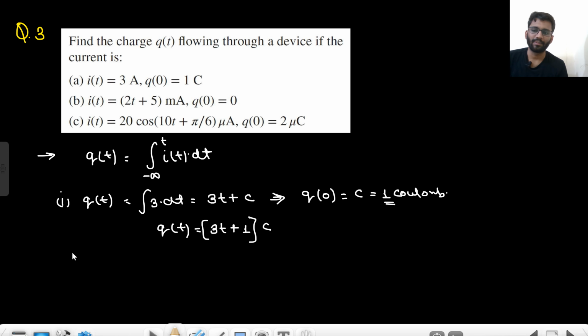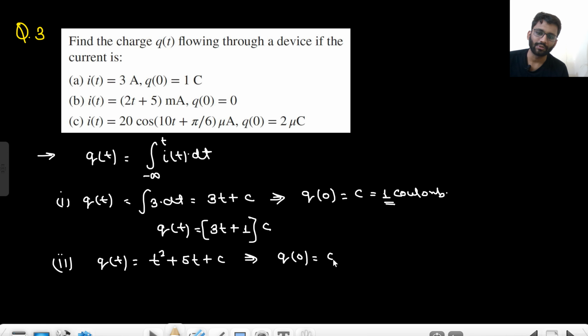Now similarly, in the second question, what will be your q(t)? Just integrate it. So that will be t square plus 5t plus c. From here you can calculate q of 0, that is equal to c, that is equal to 0. So your c is 0.